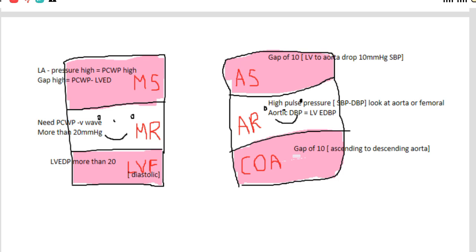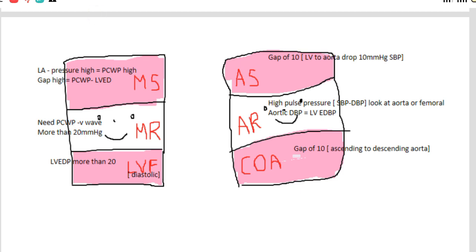In aortic stenosis, there is a gap between the left ventricle and the aorta, a drop in systolic blood pressure. In aortic regurgitation, we get a higher pulse pressure, systolic blood pressure minus diastolic blood pressure. Sometimes they give it at the aortic level, sometimes they provide it at the femoral level. And with time, aortic diastolic blood pressure equalizes to left ventricular end-diastolic blood pressure. And the last thing is coarctation of the aorta. You know that is one of the 10 group, a gap of 10 between the ascending aorta and the descending aorta. I think all is clear up to now.